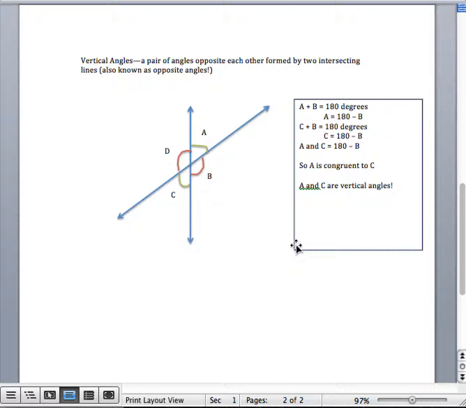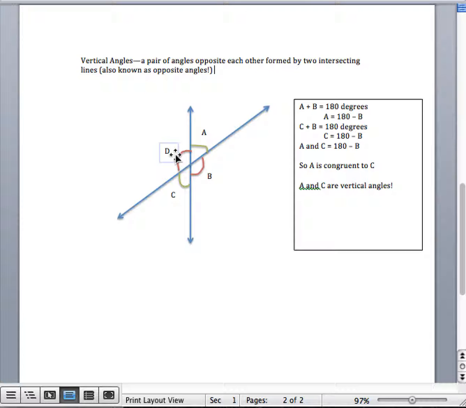Now, a vertical angle, we'll talk about the technical definition, is a pair of angles opposite each other formed by two intersecting lines, also known as opposite angles. Now, if you're following along and writing notes, you might want to write that down. So let's say we have this ray here and this ray here, and they are intersecting lines. And they form pairs of opposite angles. So A and C are opposite angles, and B and D are opposites because they're catty-cornered to each other.